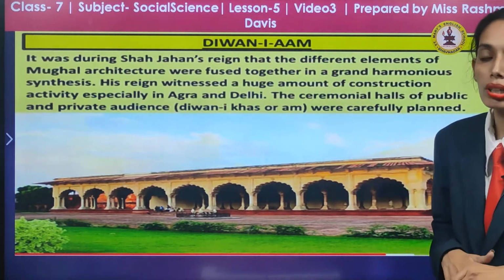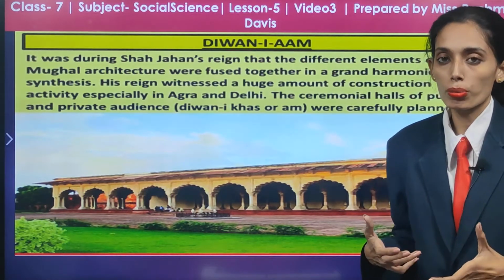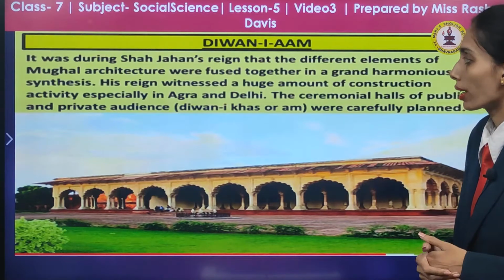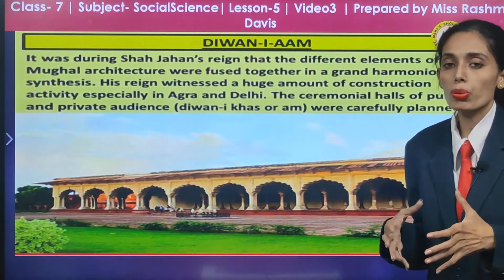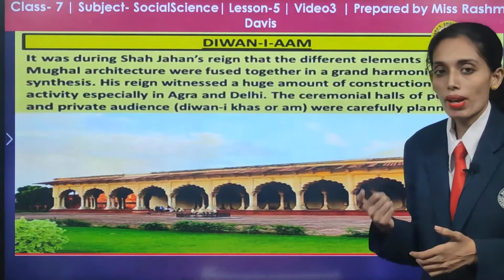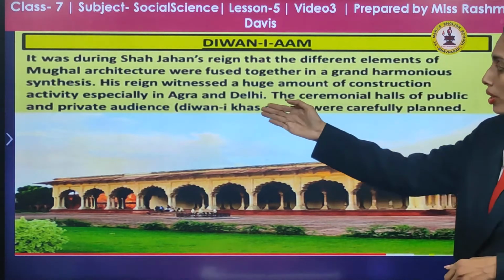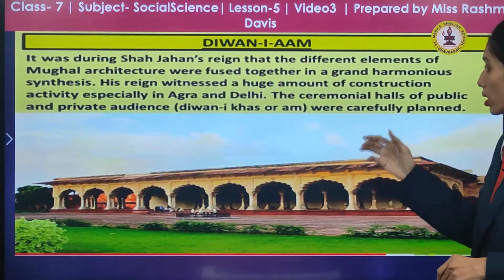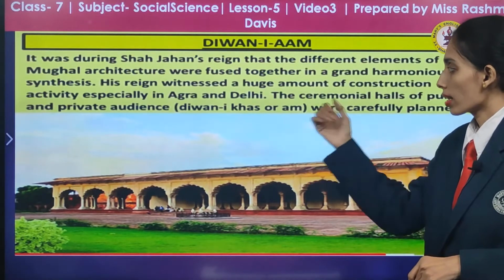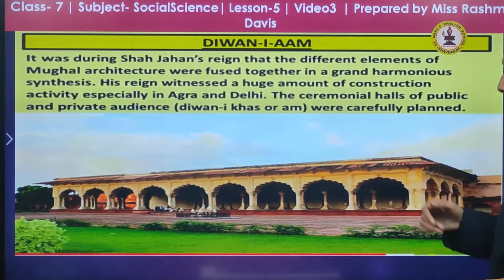As I mentioned earlier also, Shah Jahan built a lot of construction, and he loved to because he had a lot of money with him. Plus, he had this idea of constructing something which could be useful for the people and for the royal family. His reign witnessed a huge amount of construction in Agra and Delhi. Ceremonial halls of public and private audience, that is Diwan-e-Khas and Diwan-e-Am, were carefully planned.